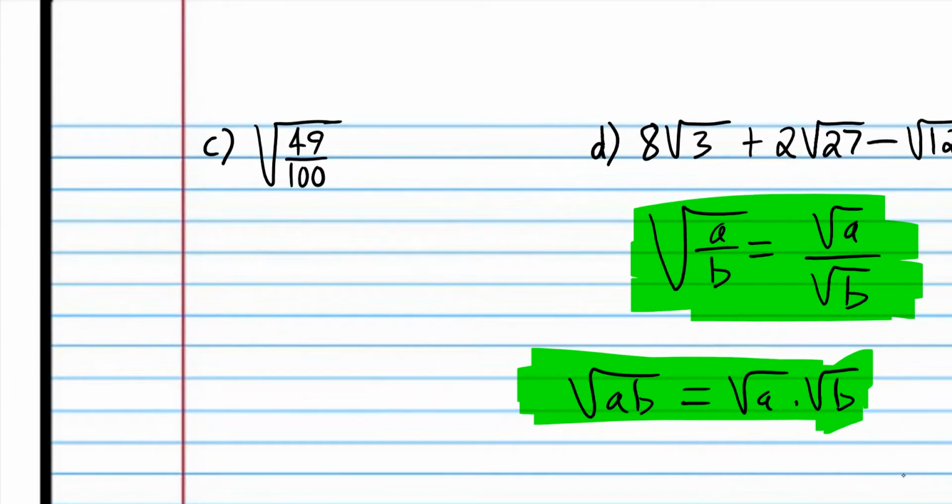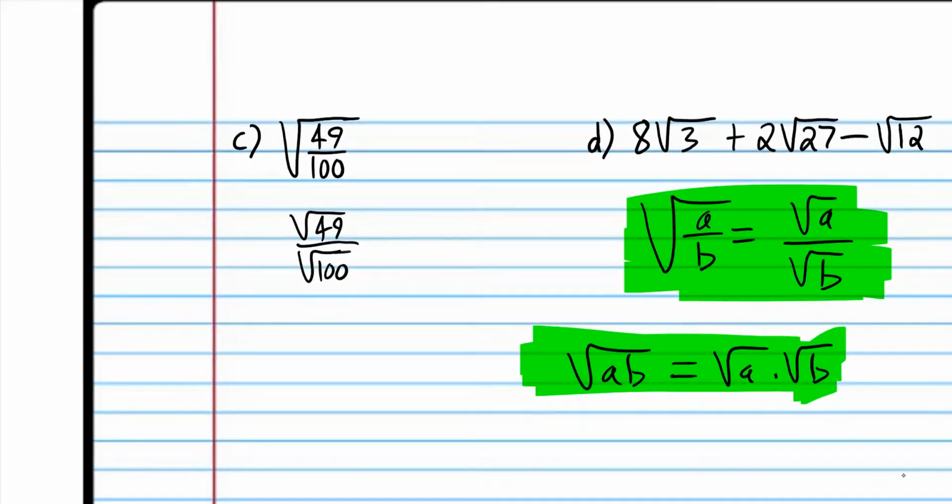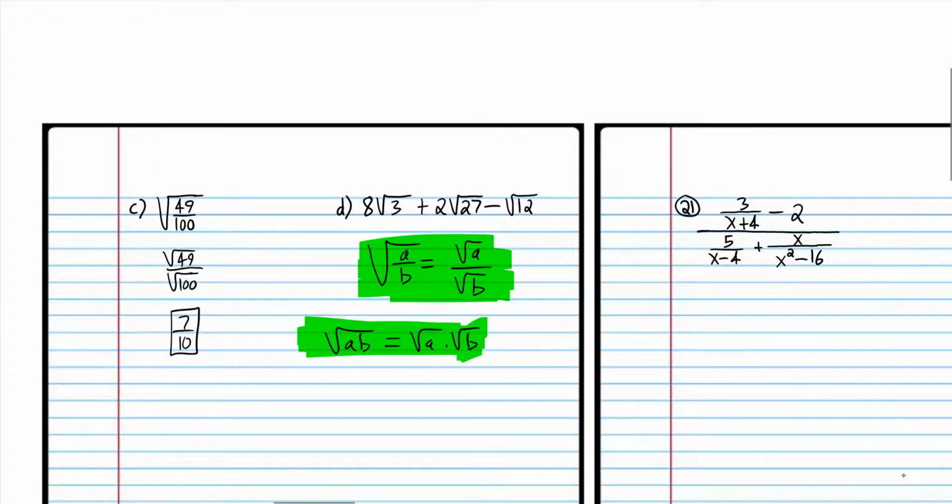Square root of 49 over 100, that's just equal to the square root of 49 over the square root of 100. What number times itself is equal to 49? That's just 7. What number times itself is equal to 100? That's just 10. So there you go, you're done. So that one was easy.